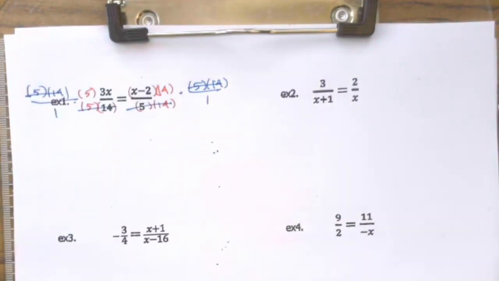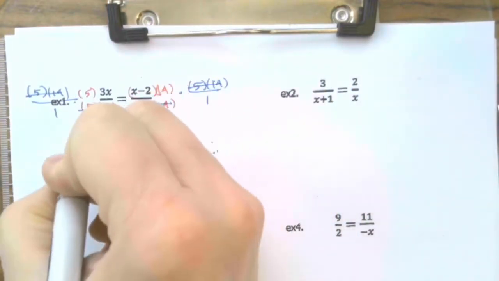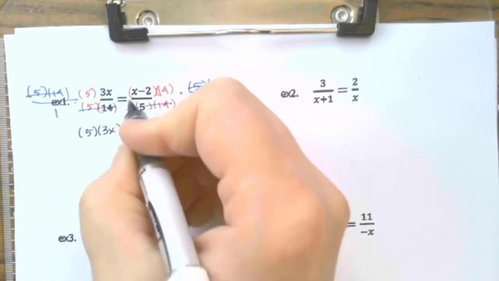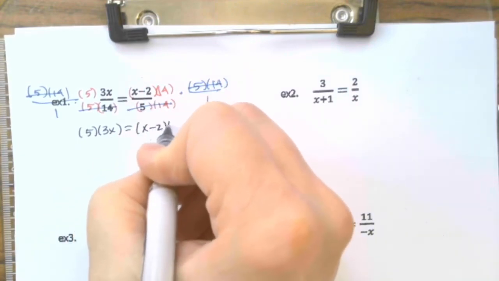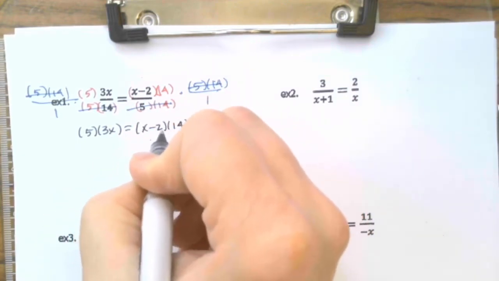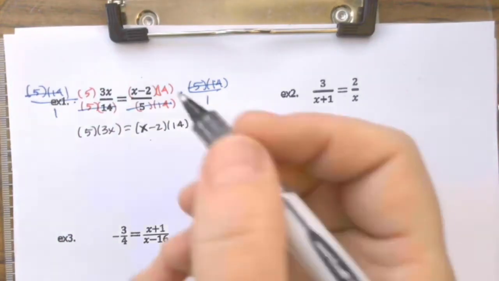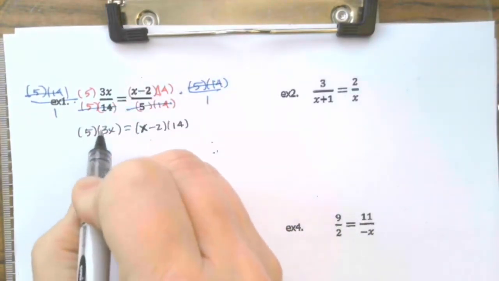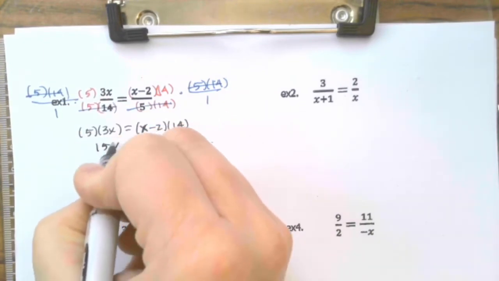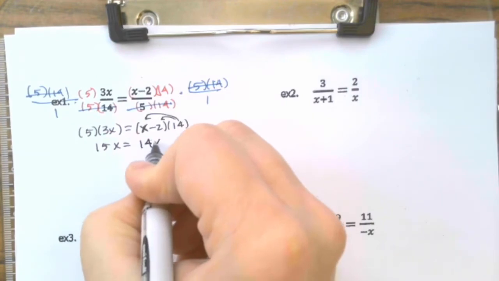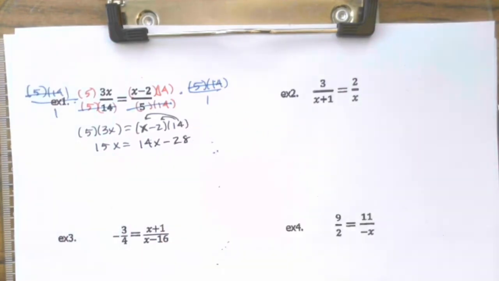Look how easy that is. And it works on every problem. Now all I have left is 5 times 3x, the tops, equals x minus 2 times 14, the tops of that one. And now we can do regular solving. So simplify, 5 times 3x is 15x. Backwards distribute the 14, you get 14x minus 28.